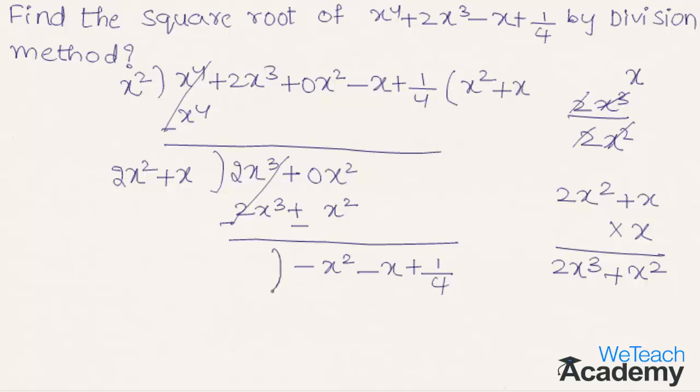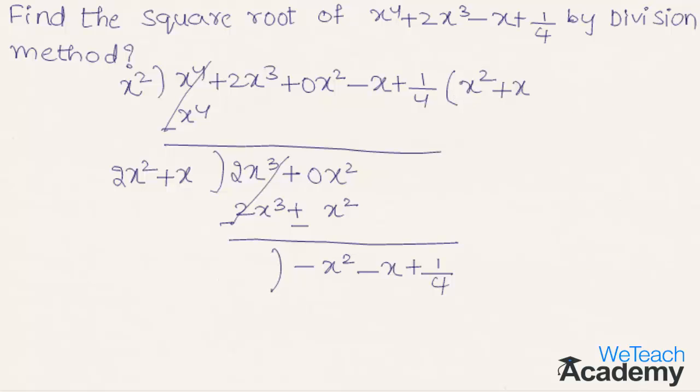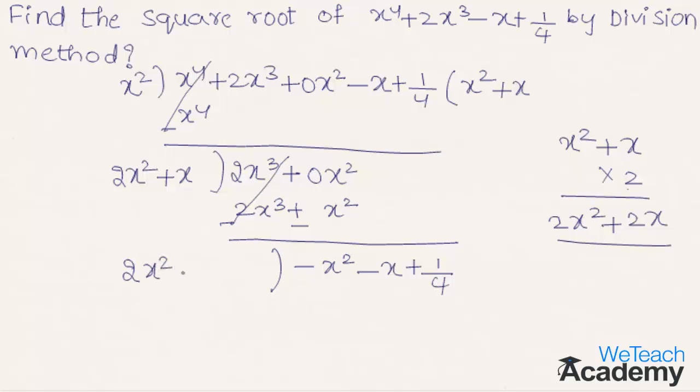Now let's find the new divisor over here. We get x square plus x into 2. On multiplying this we get 2x square plus 2x, which would be the first two terms of the new divisor. In order to find the last term of the divisor, let us divide the first term of the new dividend with the first term of the new divisor. We get minus x square divided by 2x square. Here x square and x square get cancelled, and we get minus 1 by 2. This would be the last term of the new divisor.